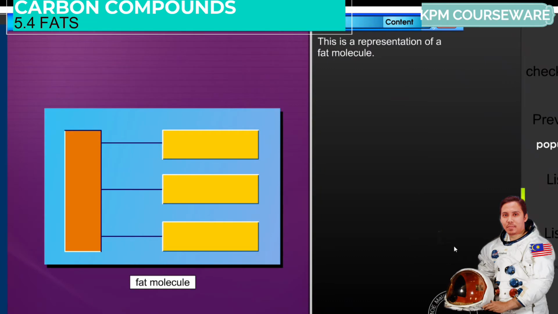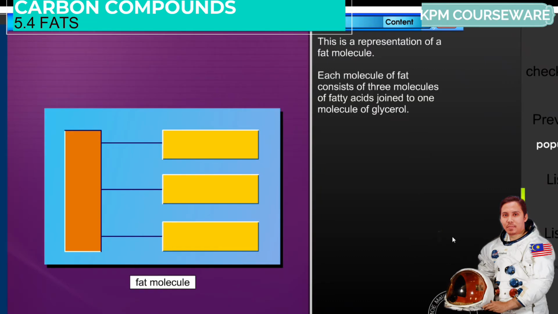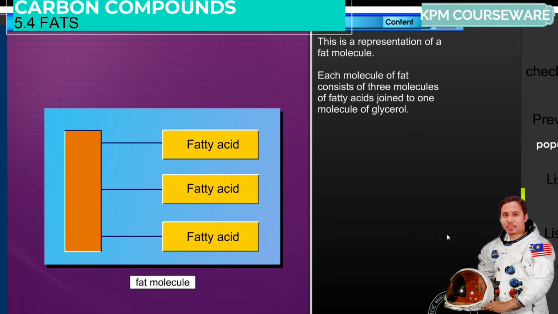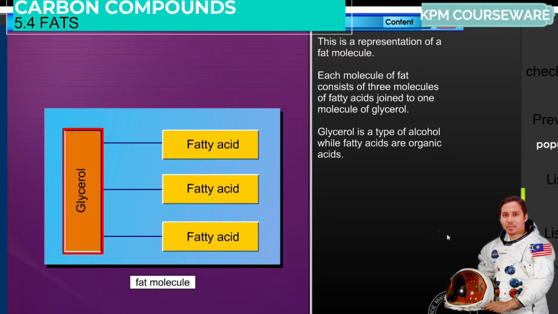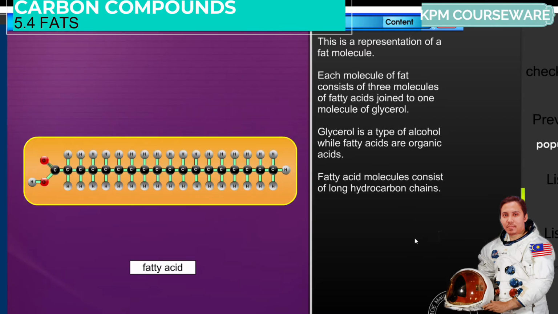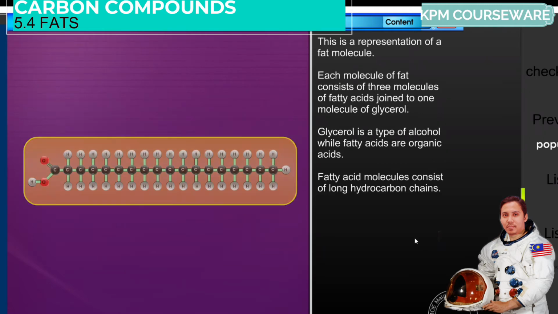This is a representation of a fat molecule. Each molecule of fat consists of 3 molecules of fatty acids joined to 1 molecule of glycerol. Glycerol is a type of alcohol, while fatty acids are organic acids. Fatty acid molecules consist of long hydrocarbon chains.